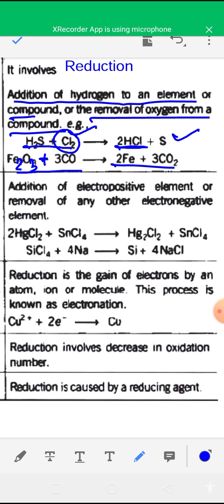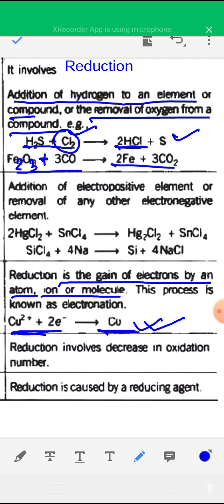Now see, in terms of electrons, reduction is the gain of electrons by an atom, ion or molecule. For example, when Cu2+ accepts 2 electrons, it becomes Cu: Cu2+ plus 2 electrons gives Cu. This is a reduction reaction, because addition or gain of electrons by an atom, ion or molecule is known as reduction.